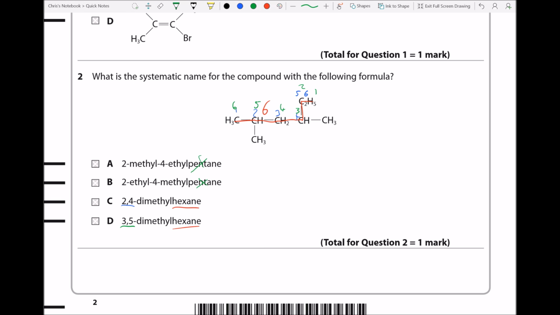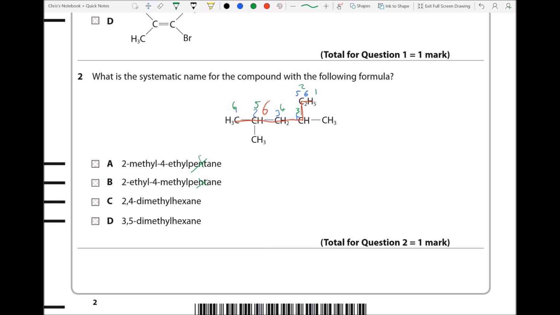So if I add 2 and 4 together, it's easy maths really. We get 6. And if I add 3 and 5 together, we get 8. And you can see 6 is smaller than 8. So that means that the numbering system at C is the answer. So always go for the lowest numbering system.